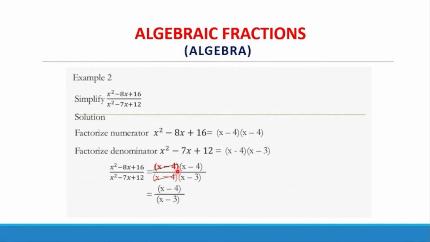So the numerator is x minus 4 times x minus 4 all over the denominator, x minus 4 times x minus 3. Like terms in the numerator and denominator cancel out, which is x minus 4 over x minus 4, and the remaining value is x minus 4 for the numerator divided by x minus 3 for the denominator. The answer is x minus 4 all over x minus 3.